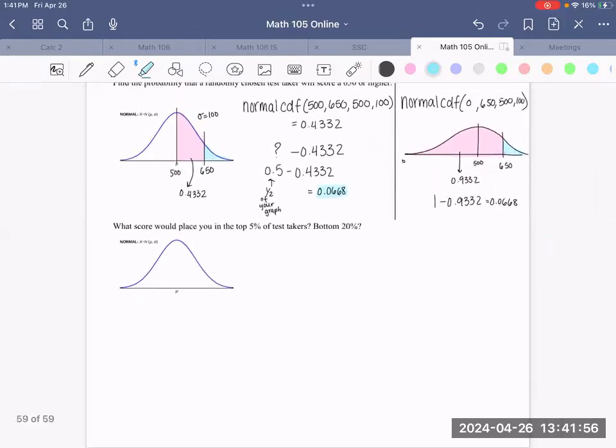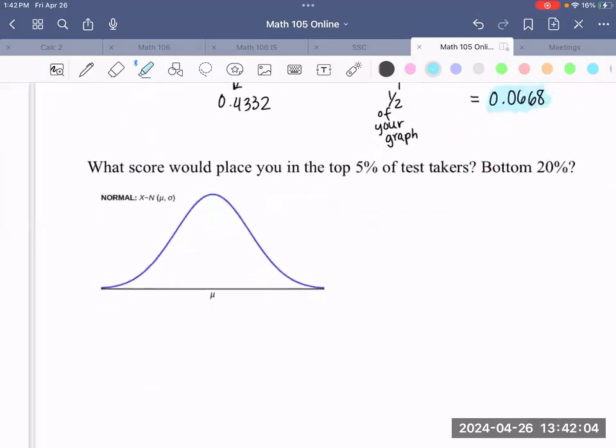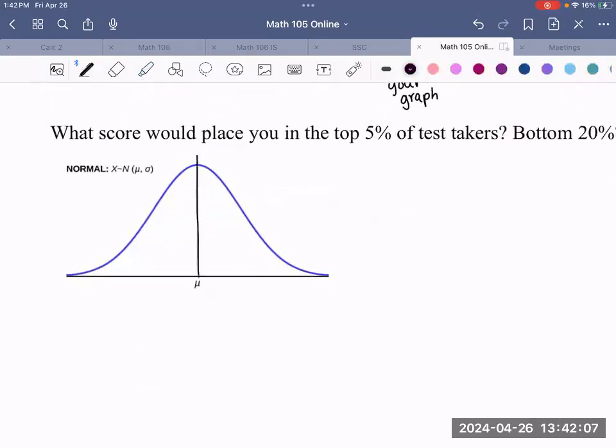Now for our very last one. It says, what score would place you into the top 5% of test takers? Okay, so 5% of test takers. We know your mean. We know your standard deviation. We know your percentage. Top 5% would be about here. Actually, let me erase that part and I'll show it right here. This being 5% or 0.05. And we want to know, well, what is our score? What does your score have to be?